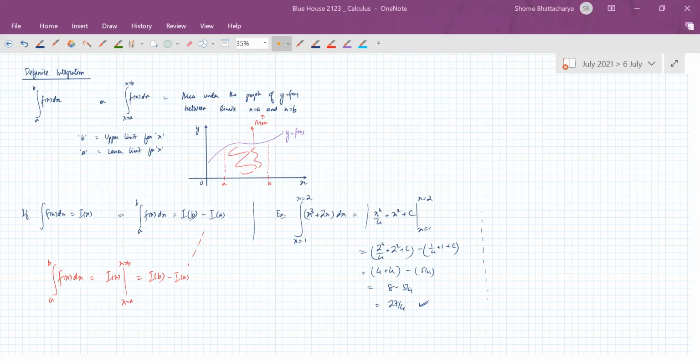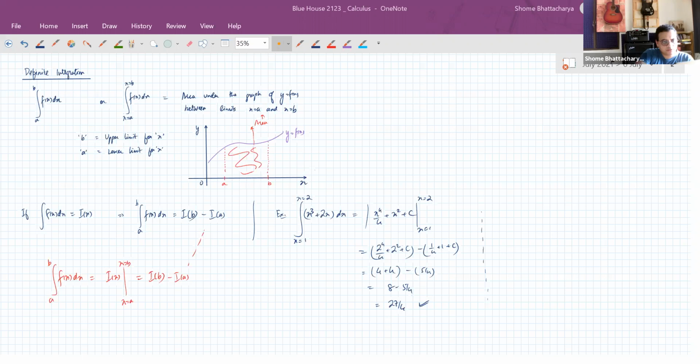Sir, is that mod? Sorry? Oh no, that bar is not mod actually. Actually, there should be a single bar, so that you don't confuse it with mod.